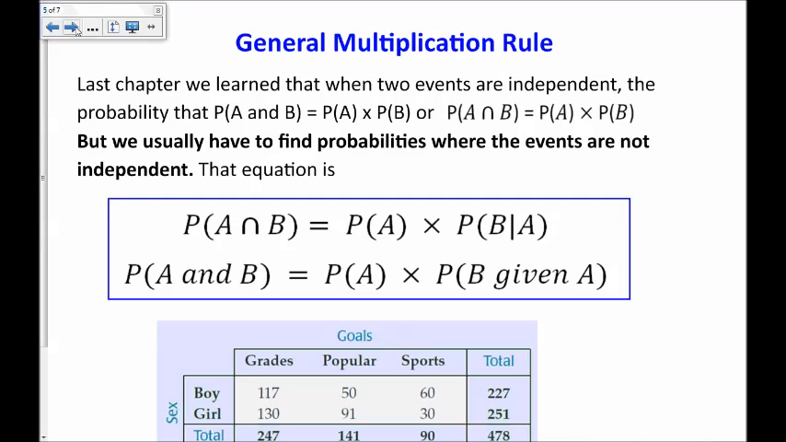Okay, the general multiplication rule. Last chapter, we learned that when two events are independent, the probability that A and B occurred is the probability of A times the probability of B, or A intersect B is equal to the probability of A times the probability of B. But we usually have to find probabilities where the events are not independent. And that also uses conditional probability. And here's the formula. The probability of A intersect B is equal to the probability of A times the probability of B given that A has occurred.